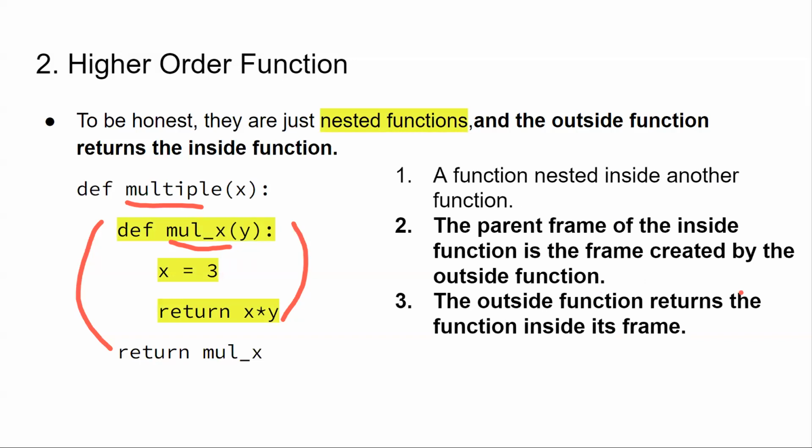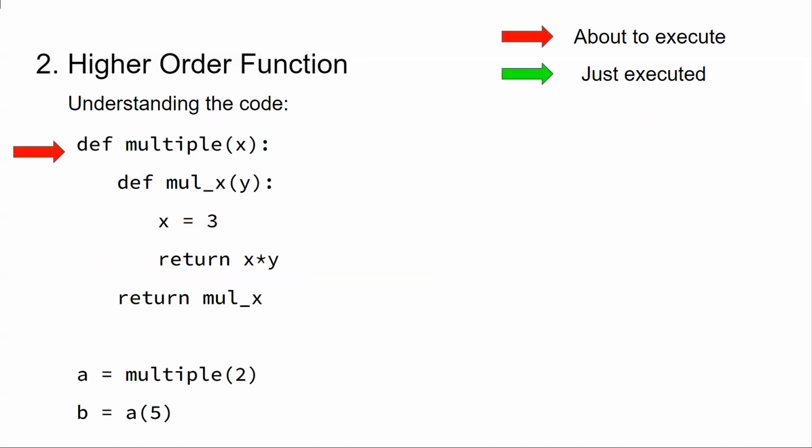And the outside function returns the function inside. See, we have the function name here, so we return this name. So how does the program run the higher order function? Let's talk about it in our next slide.